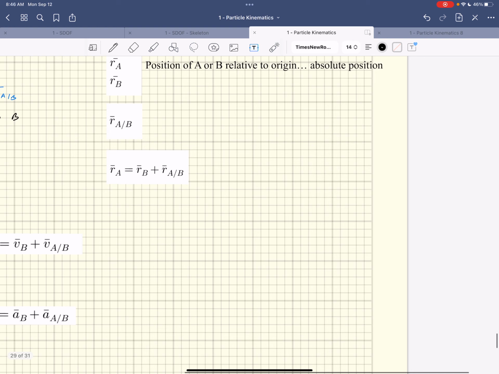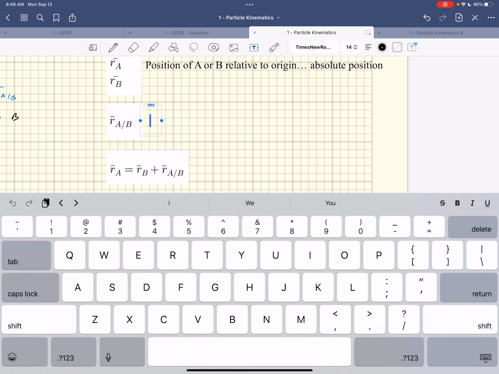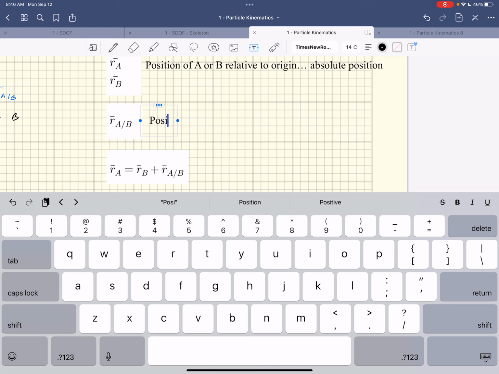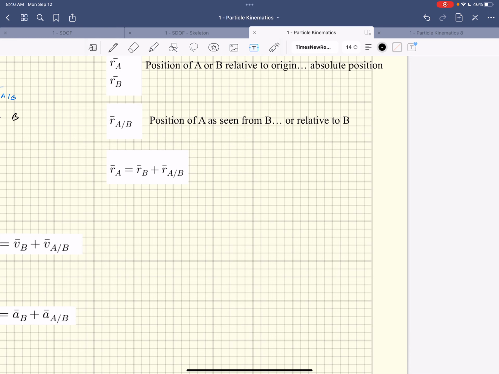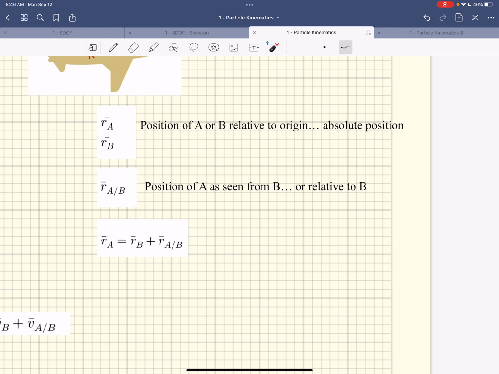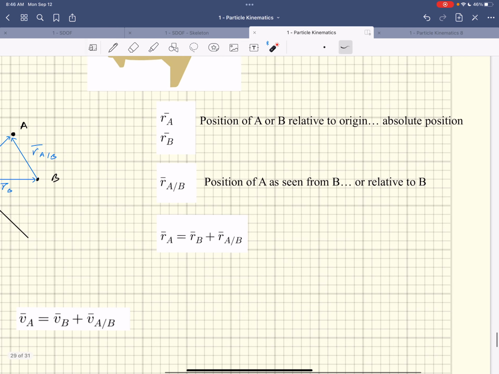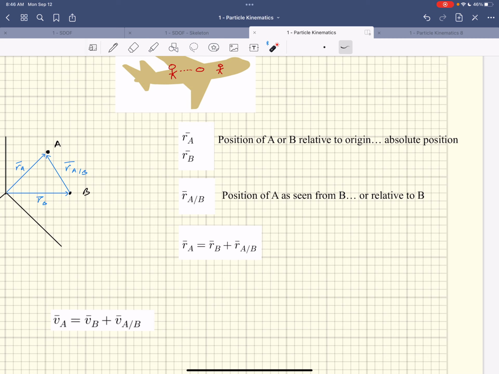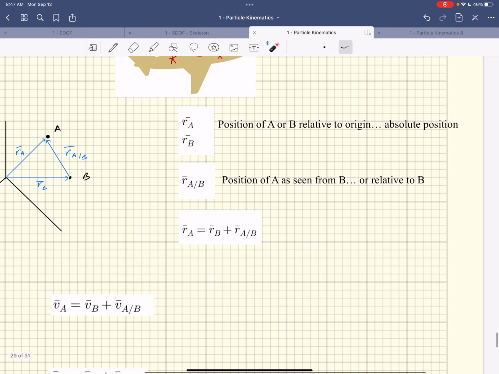The way I always state this is the position of A as seen from B, or relative to B. Whenever I see that little dot or that slash there, I always say in my mind "as seen from," just to make it really clear. It's I'm at B and I'm looking at A. It's important to grasp that. If I'm going to A from B, I go A as seen from B, or A relative to B. If you say that, it makes these problems a little bit easier.